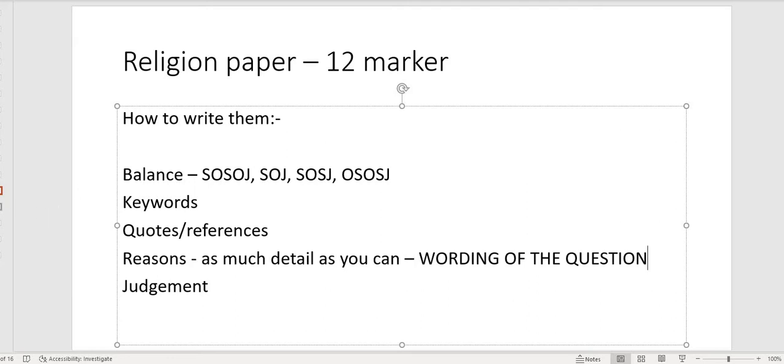So let's take a look at 1 Buddhist example and 1 Christian example. I'm not going to write a whole 12 marker. I'm going to show you how to do a couple of paragraphs. And then you can give it a go yourself.